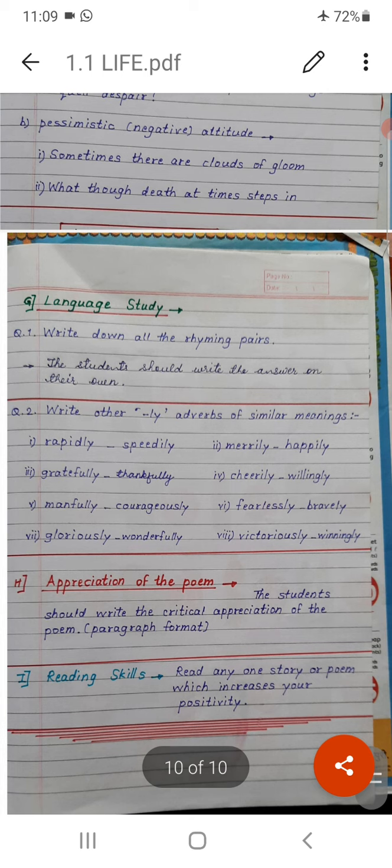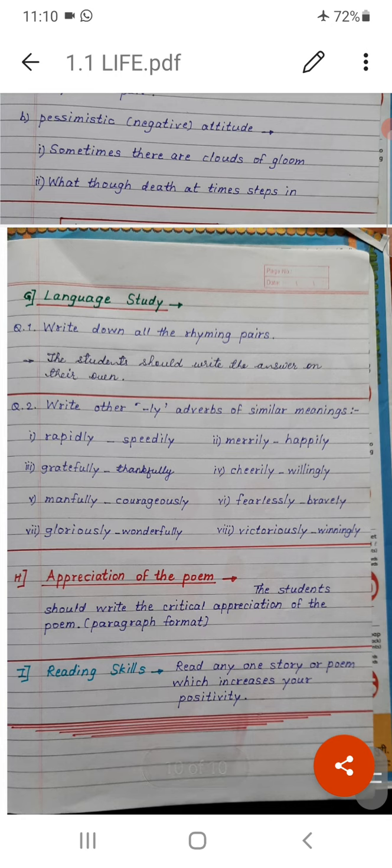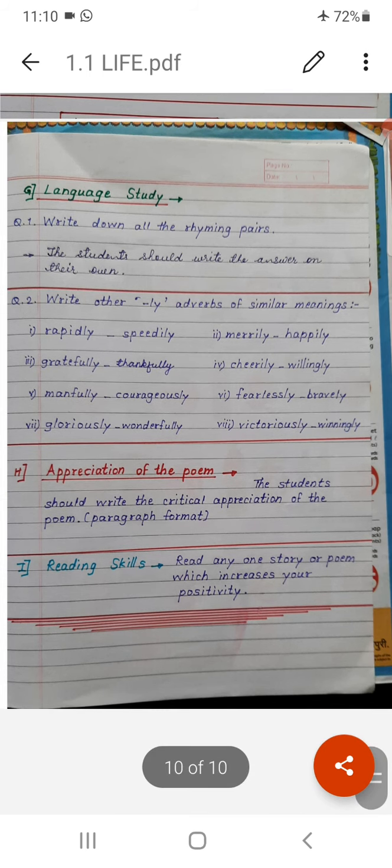Next section is language study. Under this section there are only 2 questions, which are write down the rhyming pair. You have to write down the rhyming pairs on your own. Answer is not provided because it's the easiest question ever. Next is ly adverbs of similar meanings. Write other ly adverbs of similar meanings. Here see one: rapidly, speedily, merrily, happily. If you find more than that one, you can give comma and write more than one similar meaning adverbs.